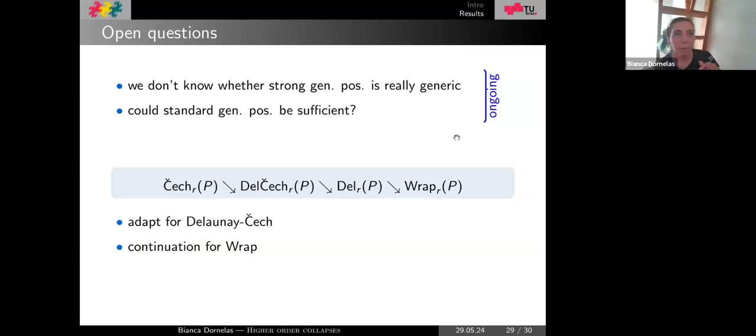But then we realized, actually, if we want to work with a higher order wrap complex, we need to define that first, right? Because that's not defined yet. So is there a minimum definition of higher order wrap? And that's in some sense also ongoing. I did try some definitions. I could not prove they were well defined yet. So yes, all of these are open questions.